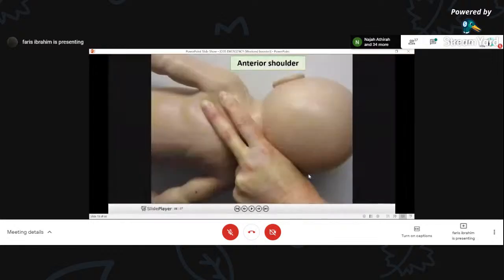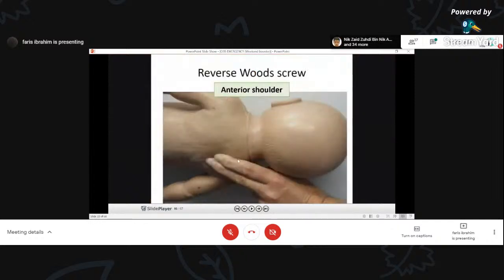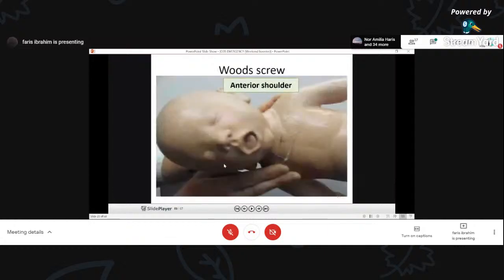Okay, agreed, I think. So this is what I inserted just now. Insert the hand, push from behind. So this one is Rubin's 2 maneuver. Okay. This one is the posterior shoulder, you know. This is not the anterior shoulder, this is the posterior shoulder. Reverse wood screw is the same, you put your hand behind the patient, then you try to adduct, and then you try to adduct the posterior shoulder. And then wood screw is basically the same.